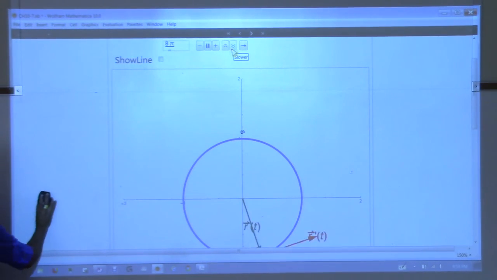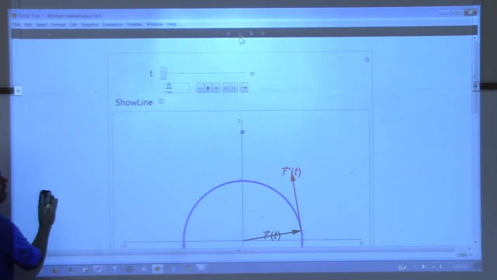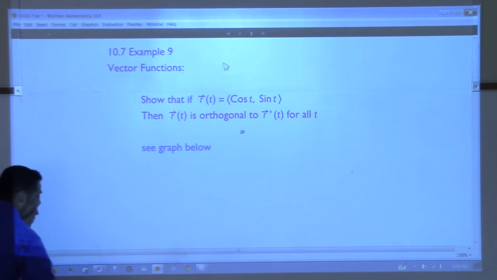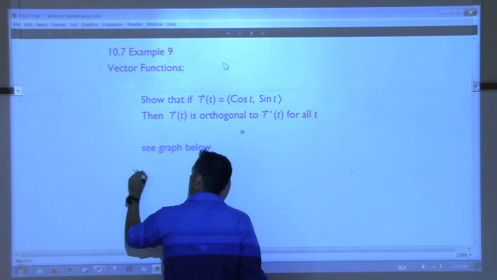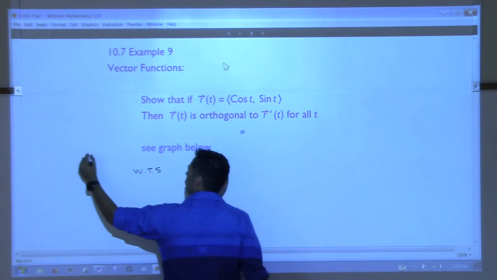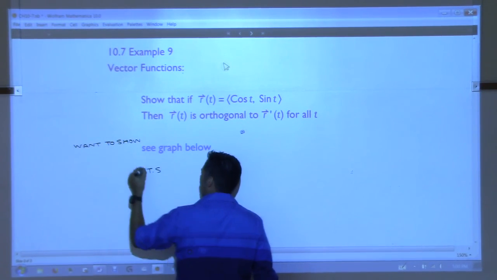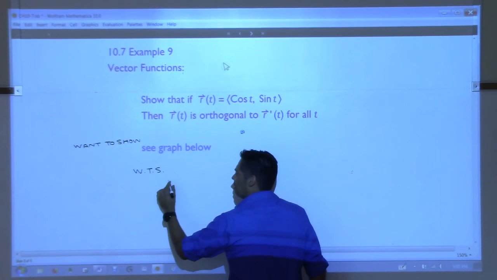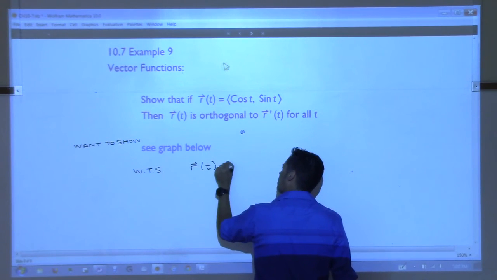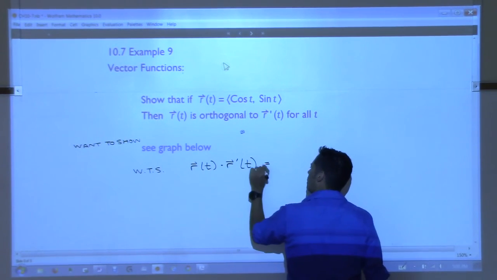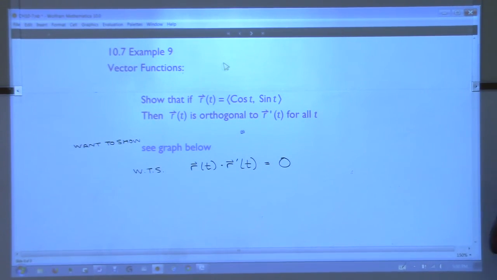But let's prove it. How would we prove this? Visually, I think it's self-explanatory, but how do we prove this without the picture? We have to show this, right? What we want to show, WTS, stands for want to show. Mathematicians like to use that a lot. We want to show that r of t dotted with its own derivative is equal to 0. Not the zero vector, the number 0. All right, so let's do that.